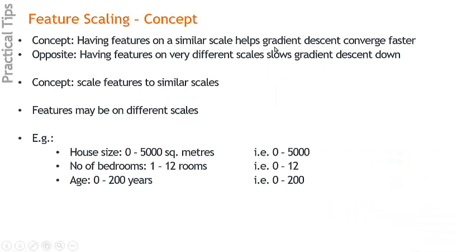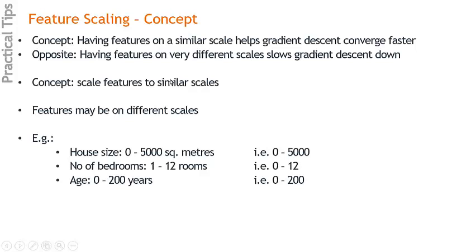Now, the concept is having features on a similar scale helps gradient descent converge faster. So that's the idea, and this section is going to unpack that idea and give it a geometrical justification. On the other hand, if features are on very different scales, the gradient descent gets slowed down. So what you try to do is you scale features to similar scales.